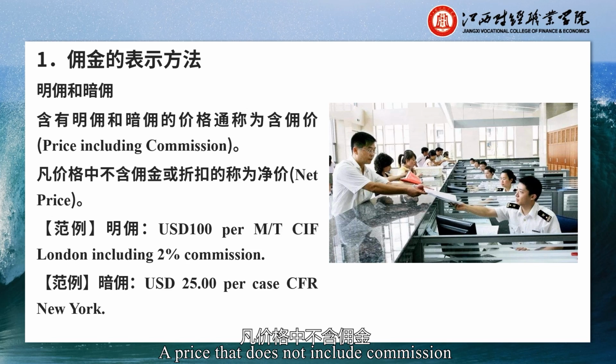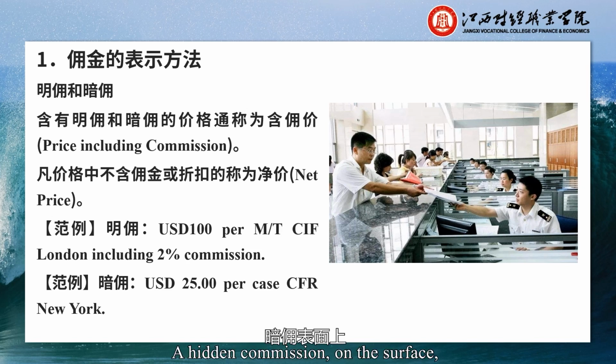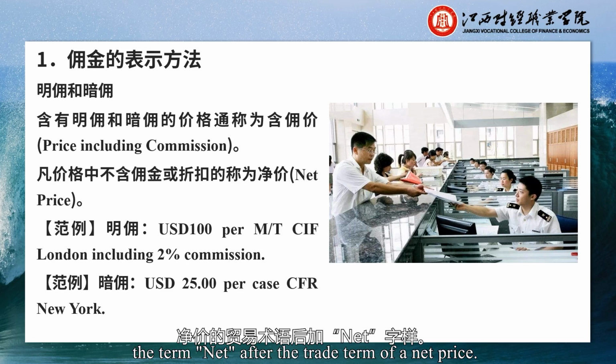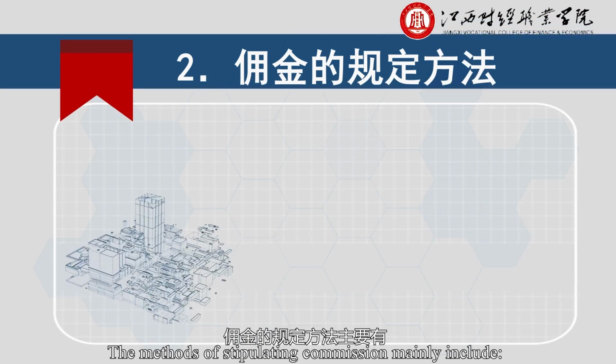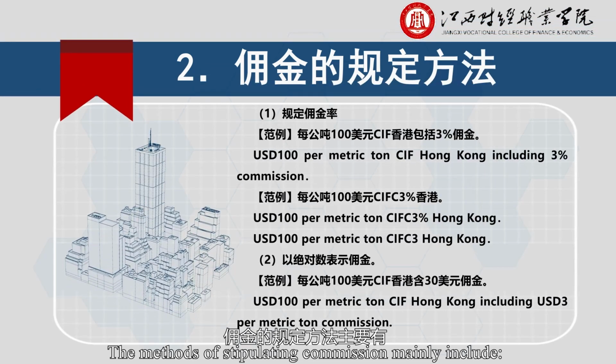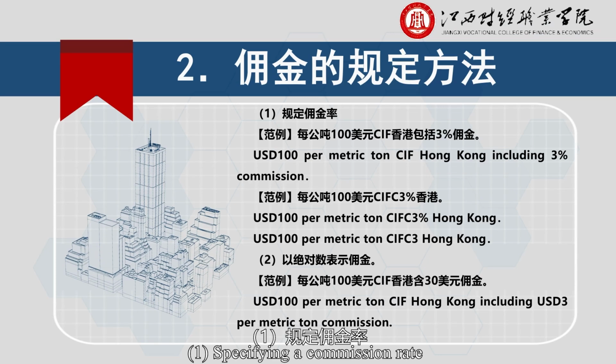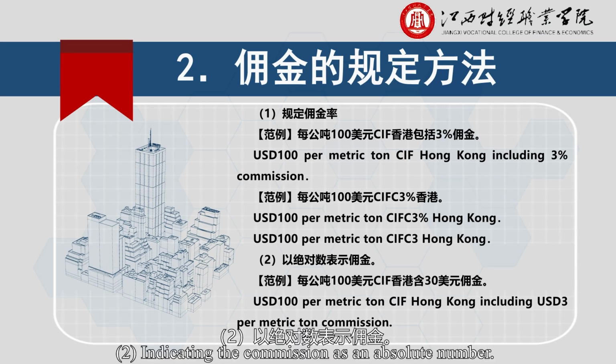A price that does not include commission or discount is called a net price. A hidden commission on the surface does not differ from a net price. But for clarity, the term net is usually added after the trade term of a net price. The methods of stipulating commission mainly include: first, specifying a commission rate; second, indicating the commission as an absolute number.